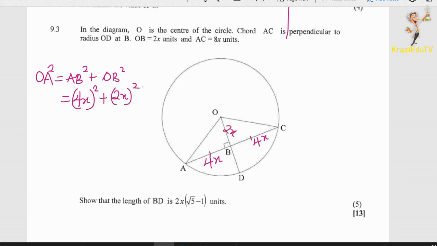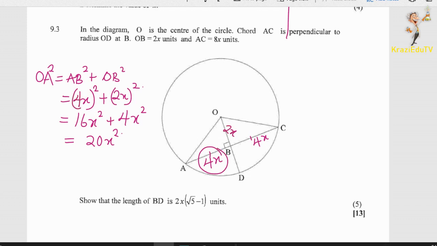Okay, let's see if we're going to get an answer here. 4 times 4 will give me 16. So I do have 16x squared plus 4x squared, which actually gives me 20x squared. Remember, we're using Pythagoras. OA squared equals AB squared plus OB squared. And you have to state the reason for making this 4x, which is theorem 1.